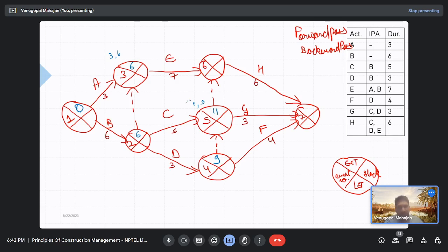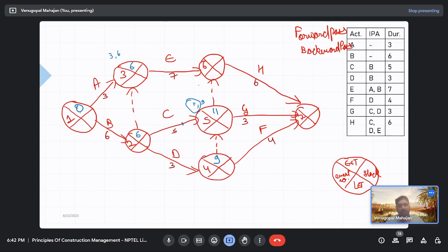6 plus 5, 11. See, what we mean by an event is that all the predecessor activities are complete. So if you are reaching event 5, that means all the predecessor activities must be complete. If you reach there in 9 days, you can see that activity C still remains by 2 days, right? That means activity C is not yet complete. So earliest when can you reach? When can this event be said done? Instance of time when all the predecessor activities are complete. So 6 plus 5, 11.